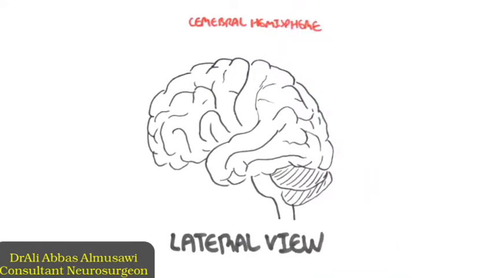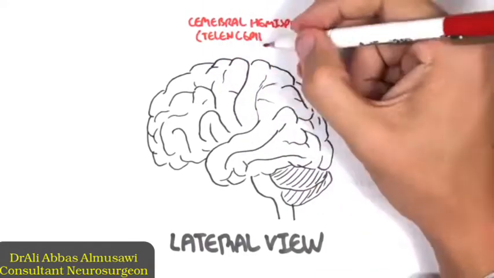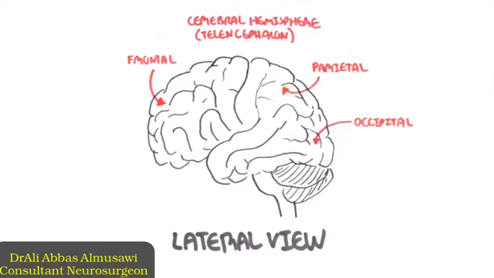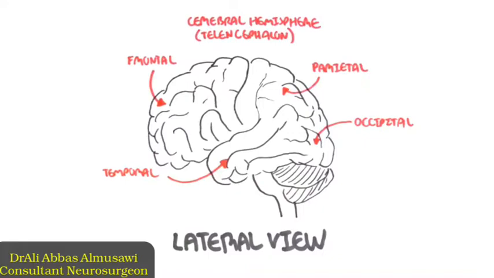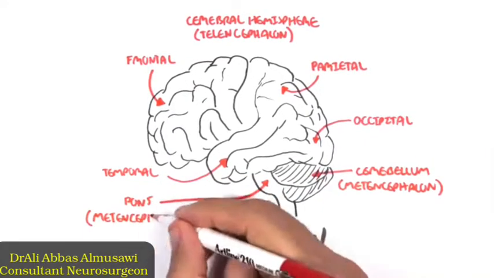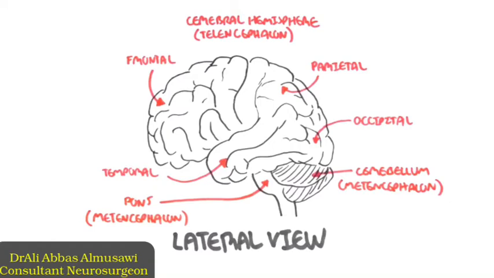The cerebral hemispheres originate from the telencephalon. This is embryology. We have four main lobes: the frontal, parietal, temporal, and occipital. Then you have the cerebellum, which is part of the metencephalon. The pons is also part of the metencephalon. And again, the telencephalon and metencephalon are just names used to explain where these structures originate in terms of embryology.